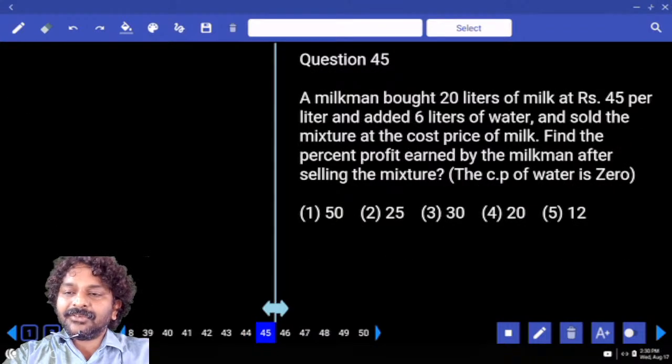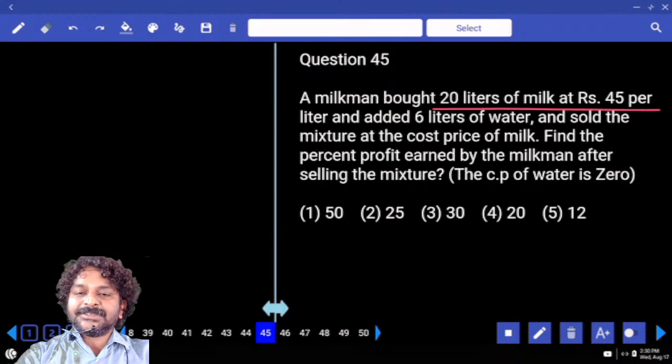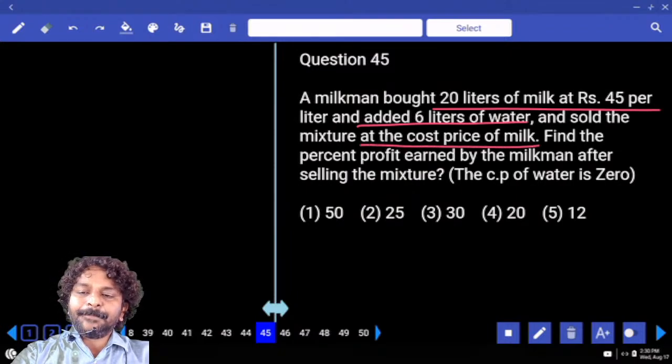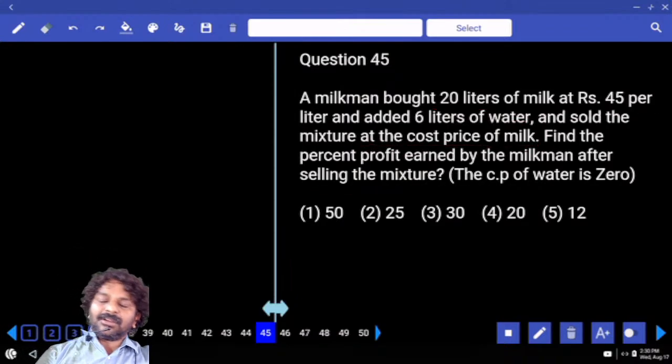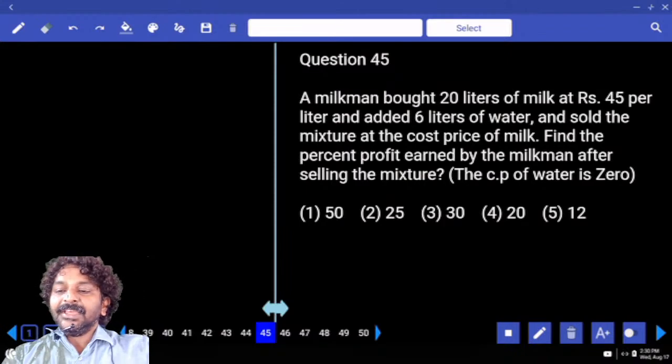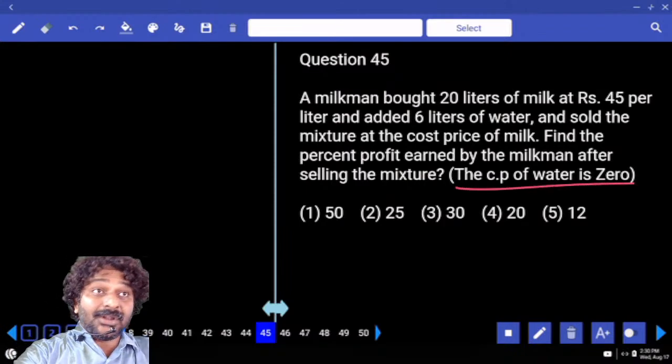A milkman bought 20 liters of milk at 45 rupees per liter and added 6 liters of water and sold the mixture at the cost price of the milk. Find the percentage of profit earned by the milkman after selling the mixture. The cost price of water is 0, of course, right? Even if it is not given, cost price of water is 0 only.